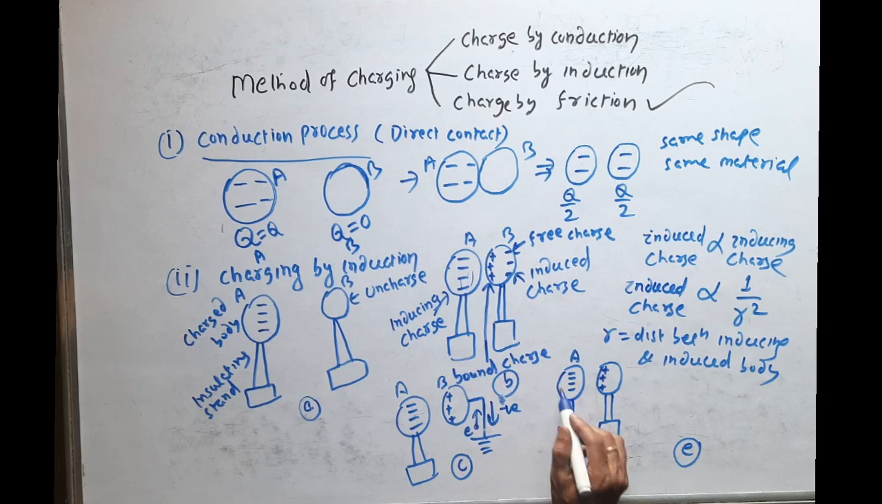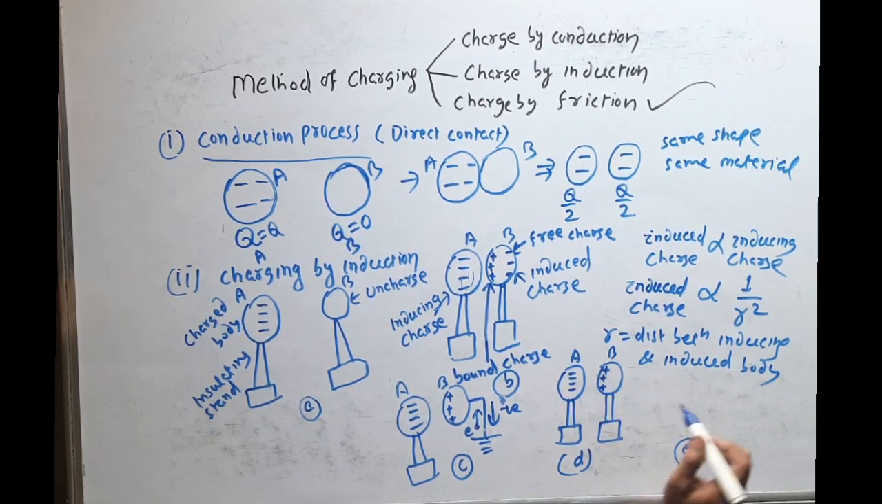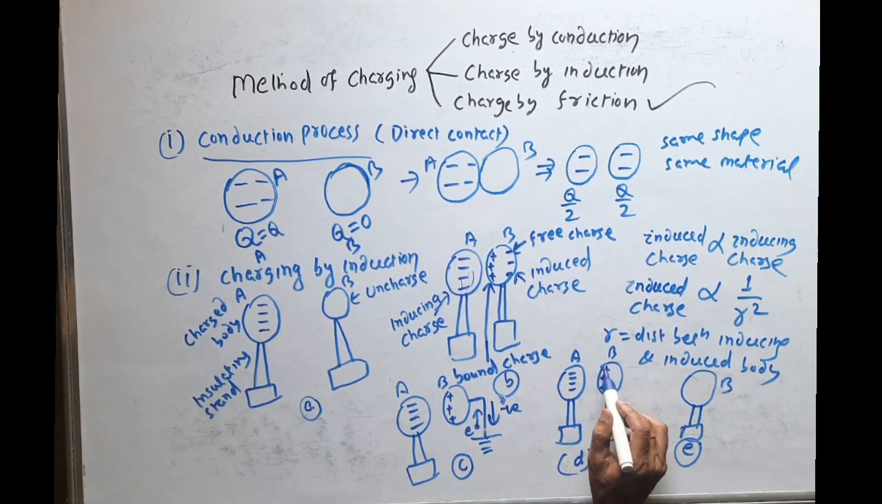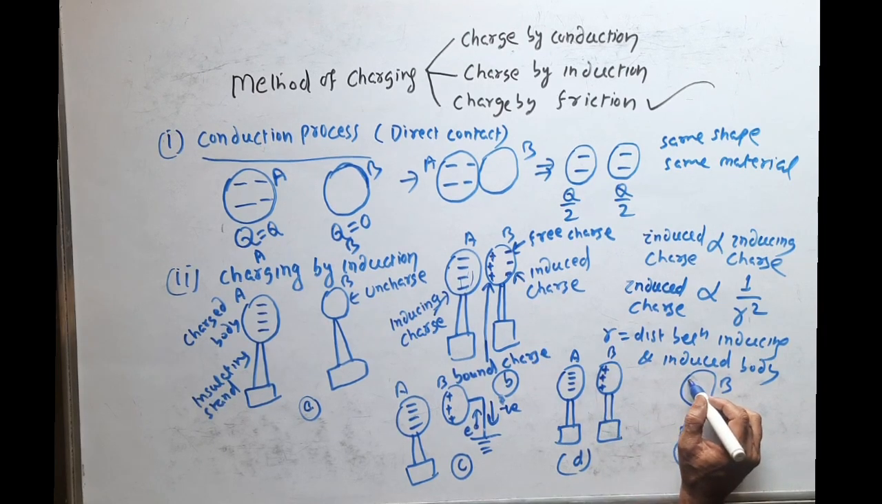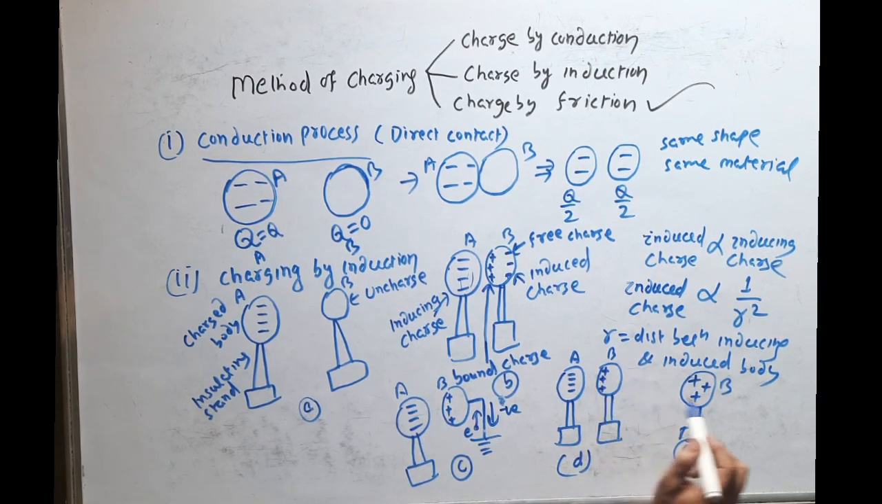Remove this A. Remove this charged body A. So you will get only B. So if there is only B, what will happen? This positive will repel this positive, will repel this positive. That means this positive charge will uniformly distribute over the B body, because there is no negative charge. So initially this negative charge was attracting this positive charge. But if this negative charge body is removed, this positive charge will uniformly distribute.